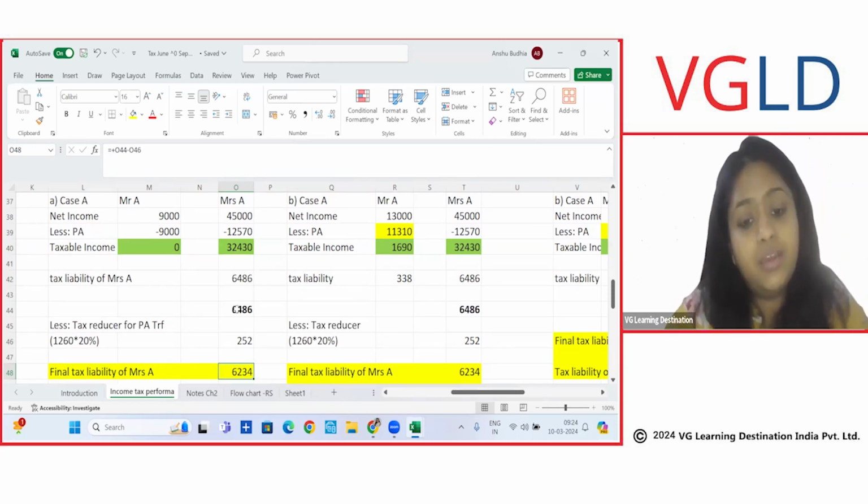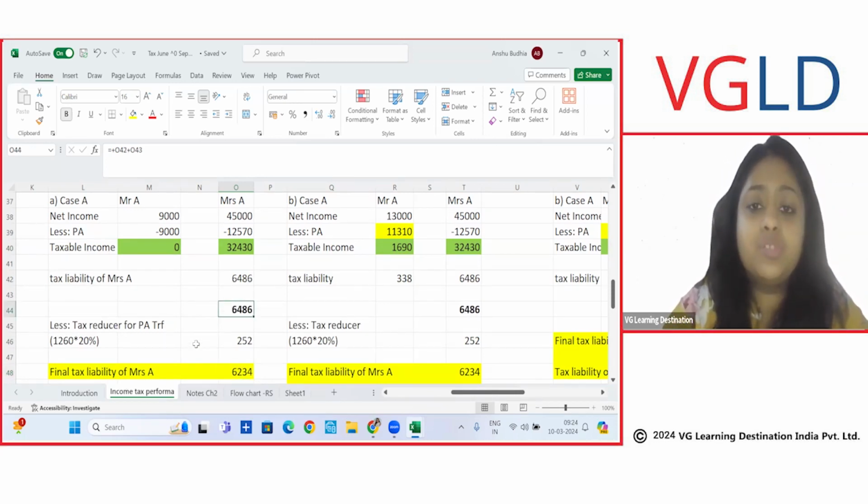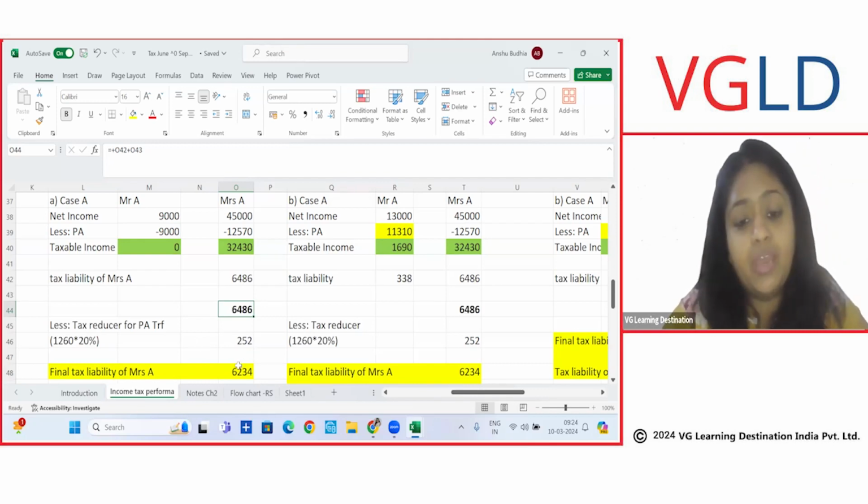Are you able to understand how the tax reducer was applied here and how the final tax liability got reduced? Is this now clear, Ashna?